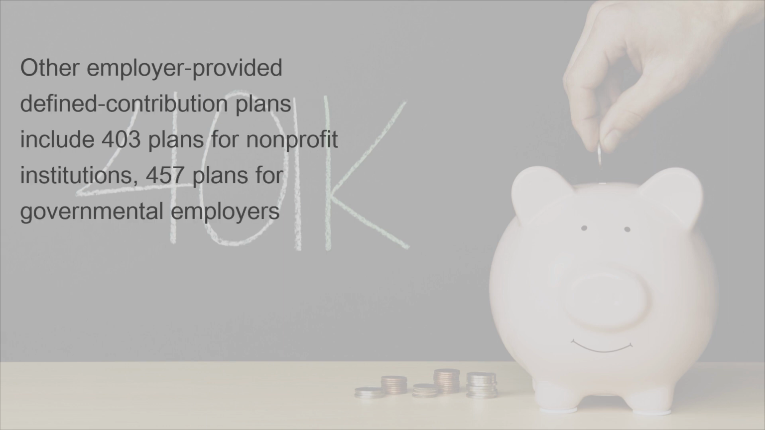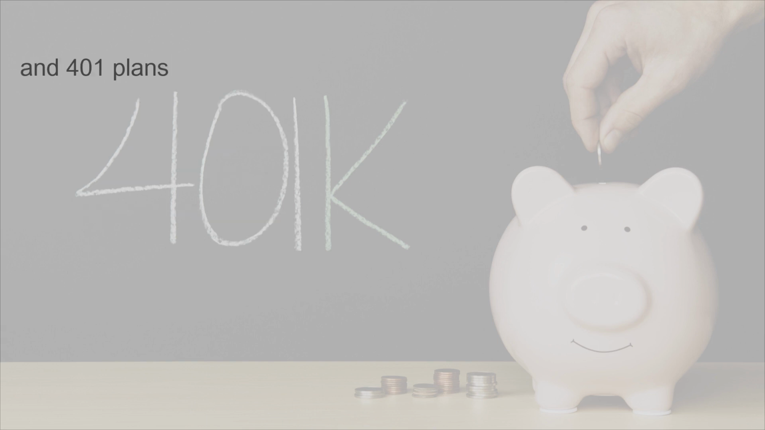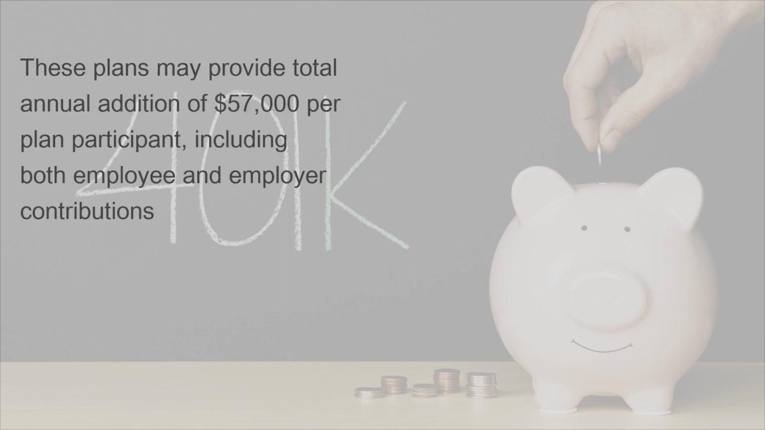Other employer-provided defined contribution plans include 403(b) plans for nonprofit institutions, 457 plans for governmental employers, and 401(a) plans. These plans may provide total annual additions of $57,000 per plan participant, including both employee and employer contributions.